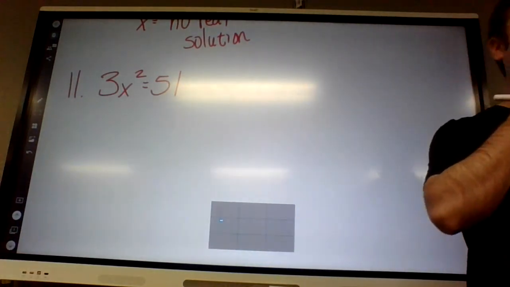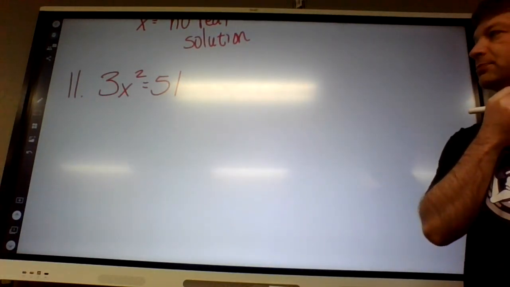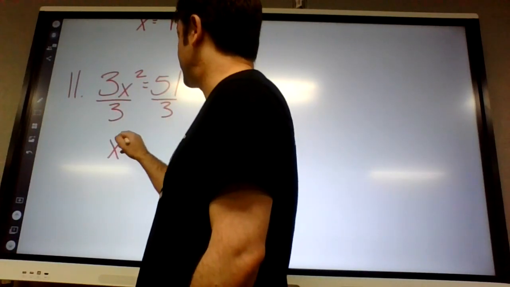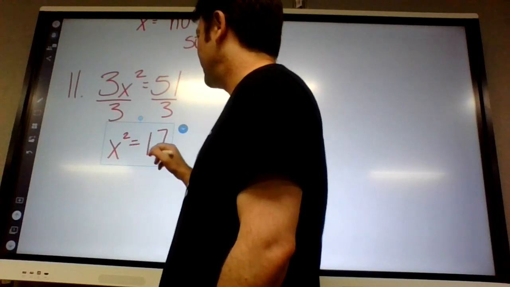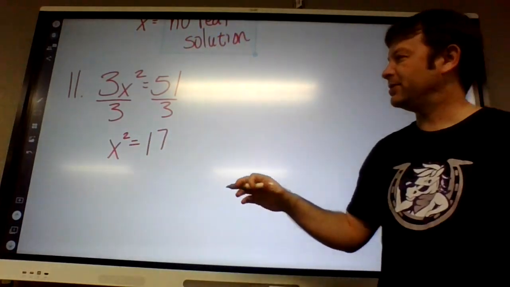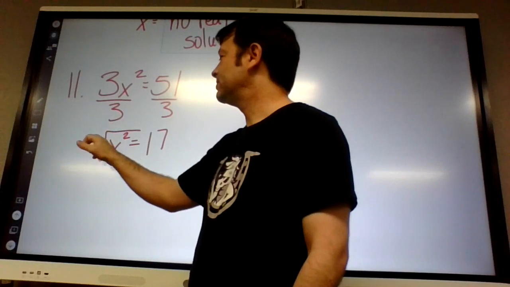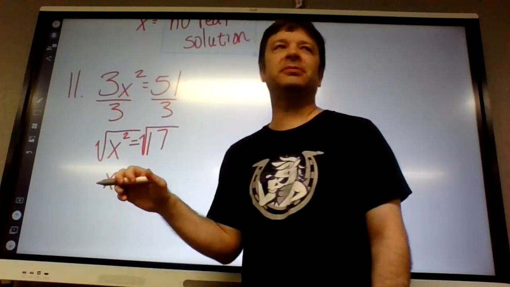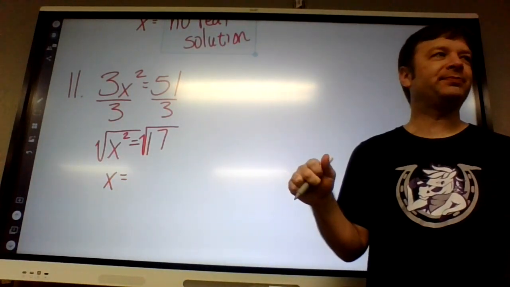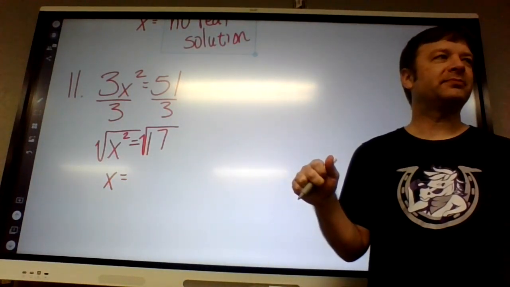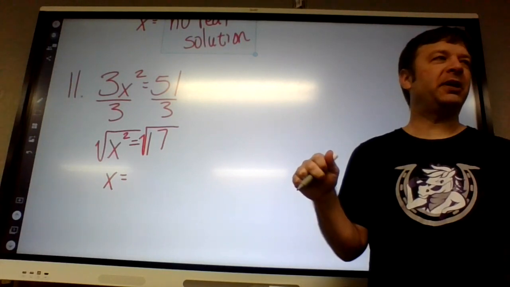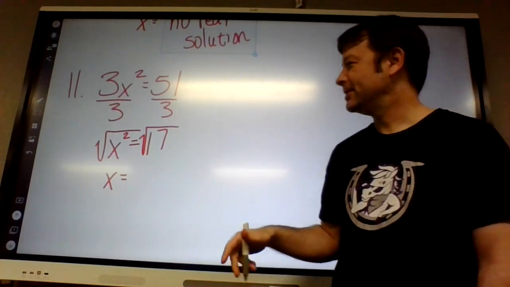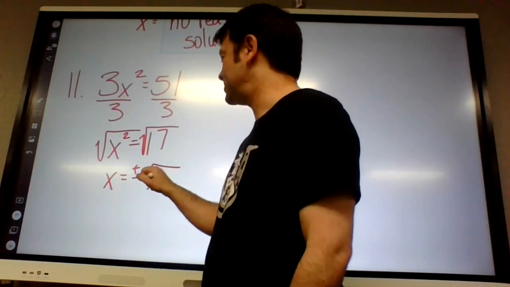Okay, Lennox, what do you think the first step for 11 is? Divide by 3. I believe that's going to come out as 17. You're right. So Lennox, what do you think the answer is going to be? Plus or minus square root of 17.